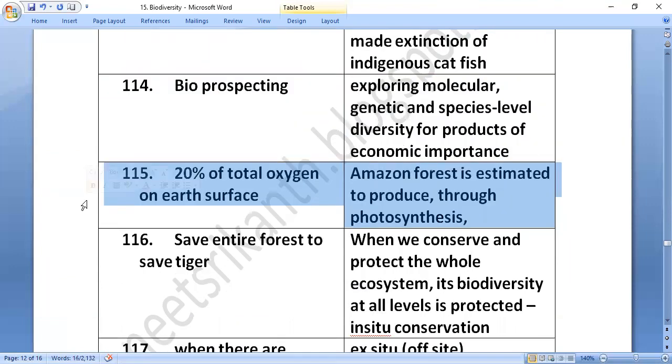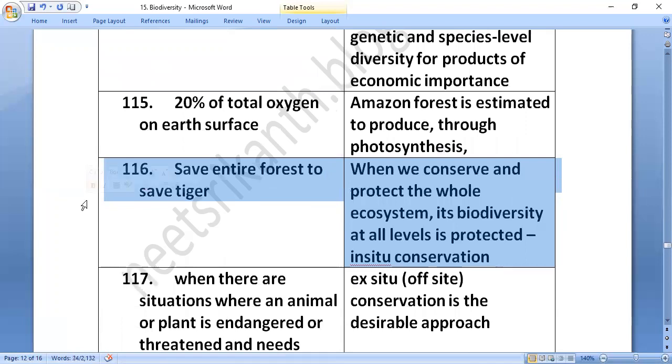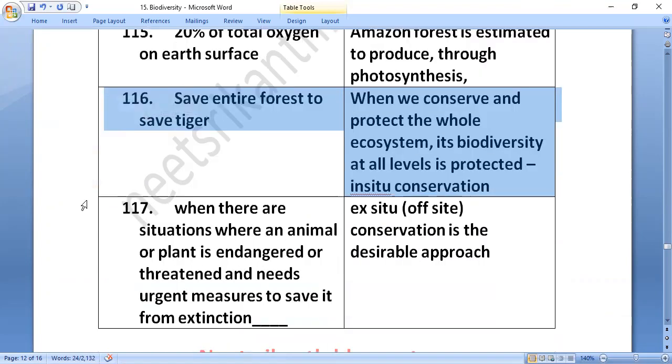The Amazon forest is estimated to produce 20% of the total oxygen on Earth's surface through photosynthesis. We must save the entire forest to save the tiger. When we conserve and protect the whole ecosystem, its biodiversity at all levels is protected. This is called in situ conservation.